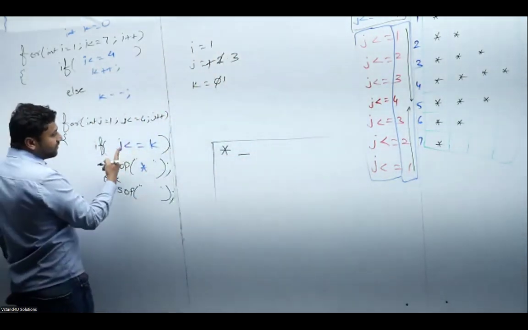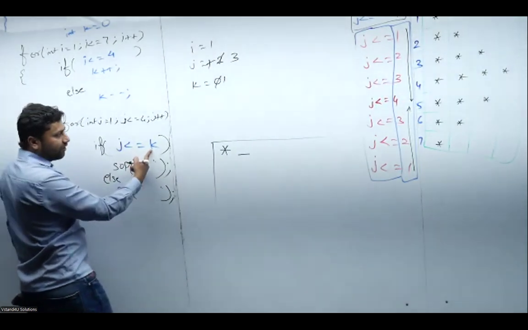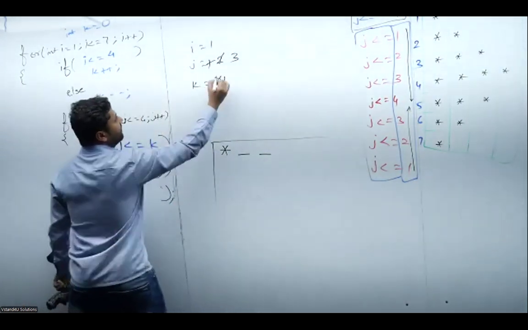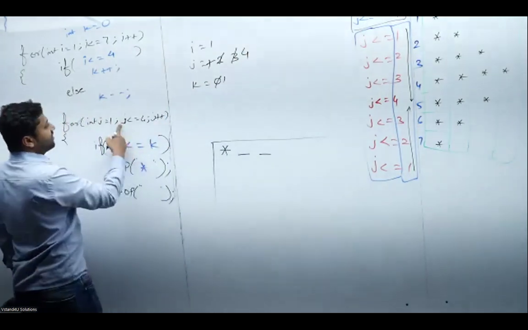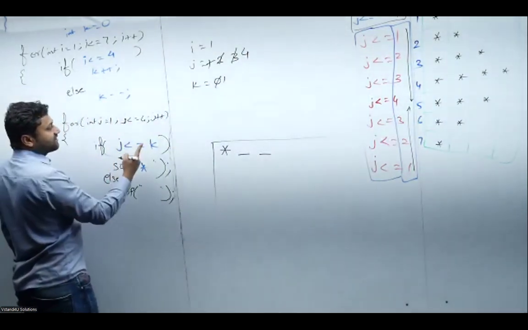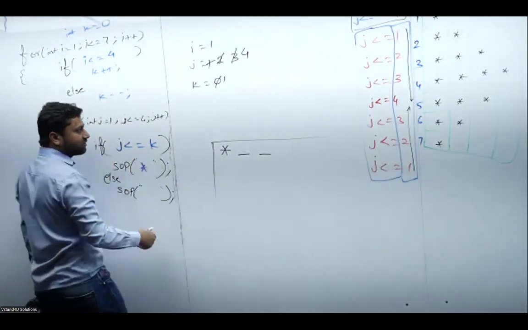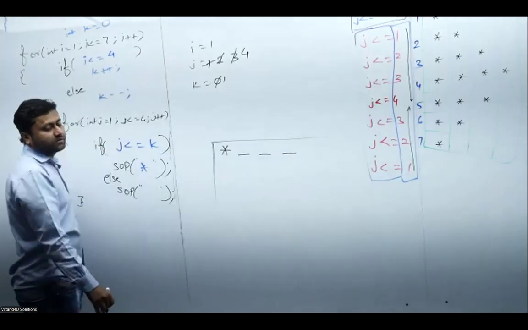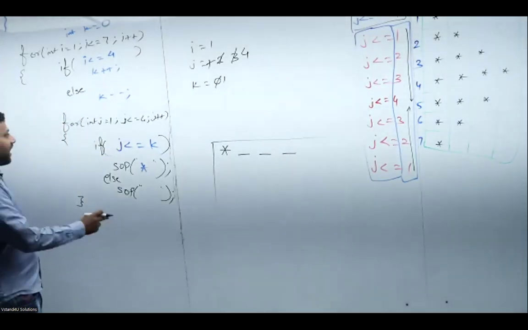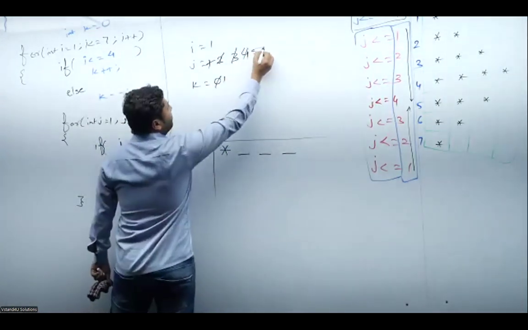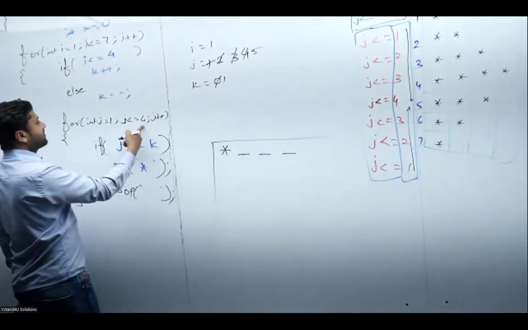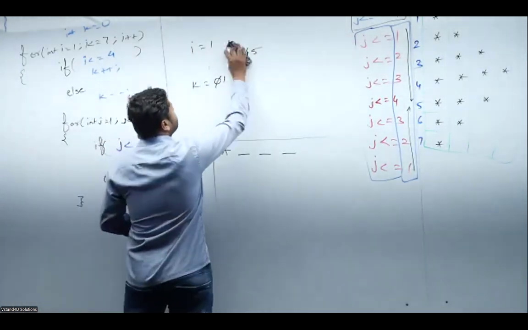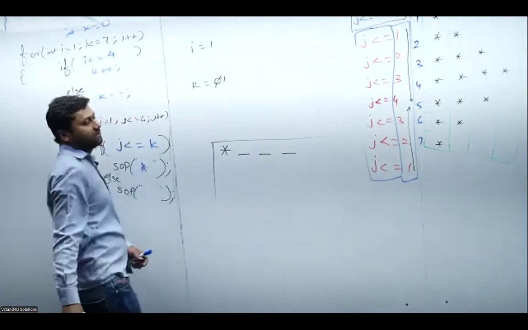Once again, 3 less or equal to 1. False. Once again, j will be incremented to 4. 4 is less or equal to 4. Condition true. 4 is less than or equal to 1. Condition false. Once again, print star space. Am I clear? After this, j will become 5. 5 is less or equal to 4. Condition false. Step out and j is gone. Am I right? Okay, sir.